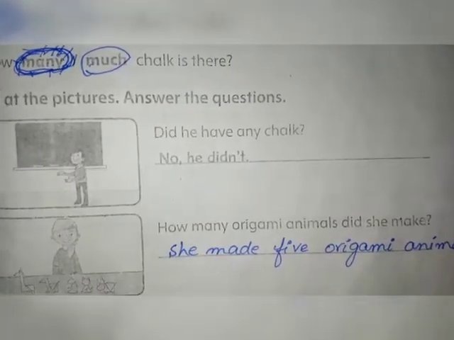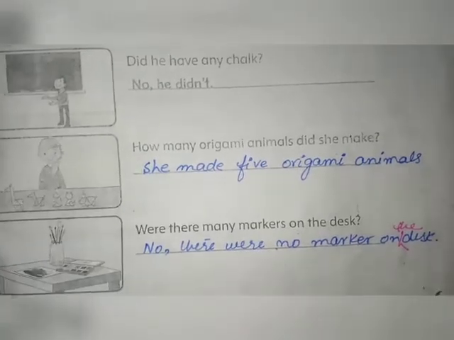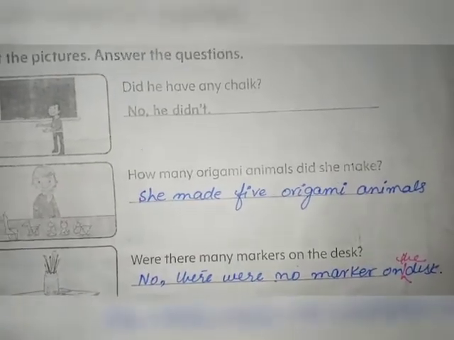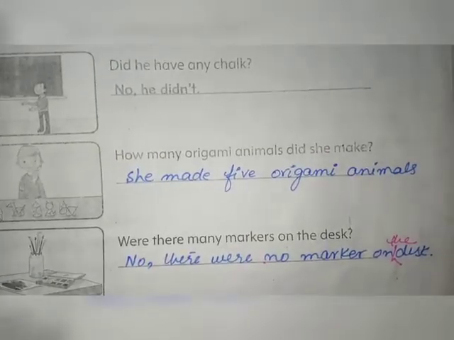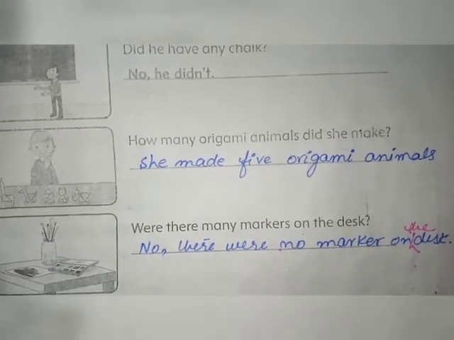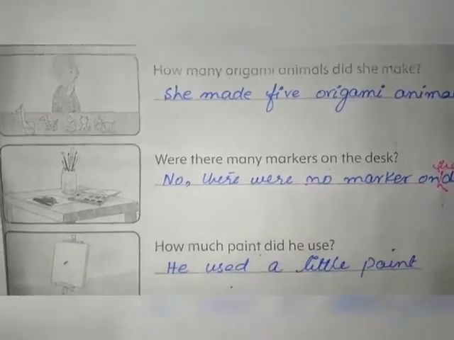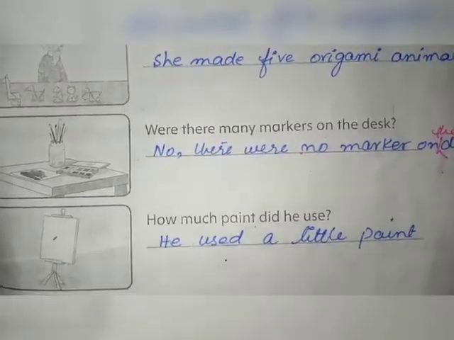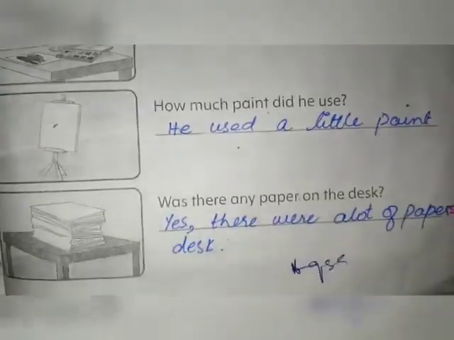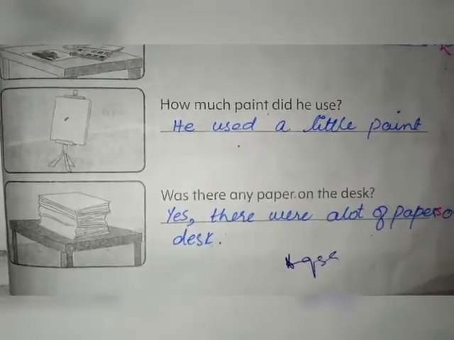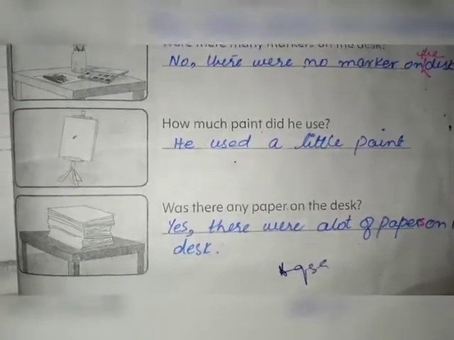Did he have any chalk? No, he didn't. How many origami animals did she make? She made 5 origami animals. Were there many markers on the desk? No, there were no markers on the desk. And how much paint did he use? He used a little paint. Next is, was there any paper on the desk? Yes, there were a lot of papers on the desk.